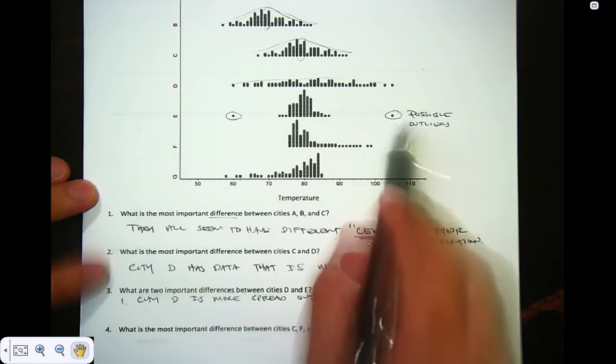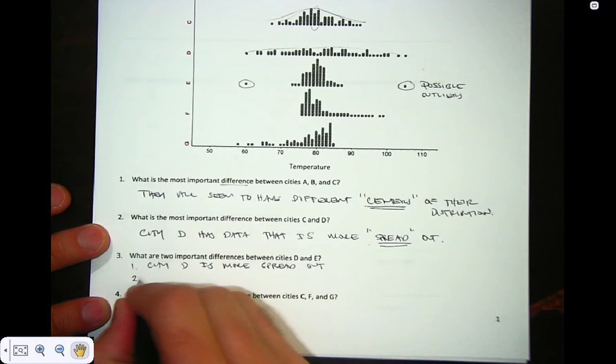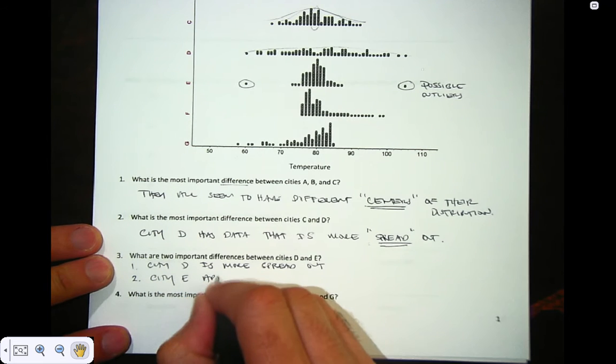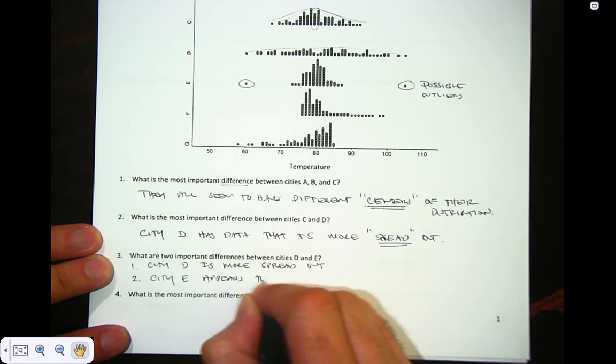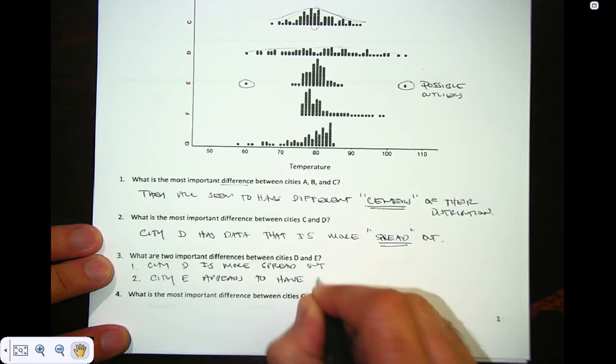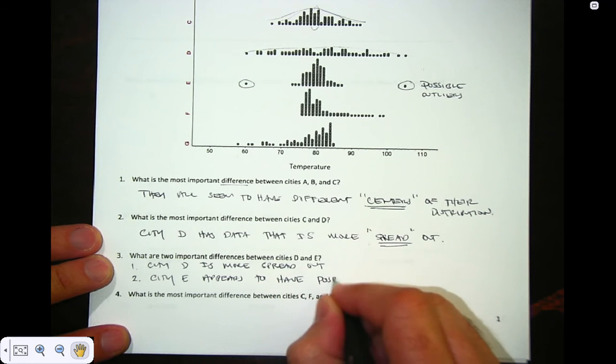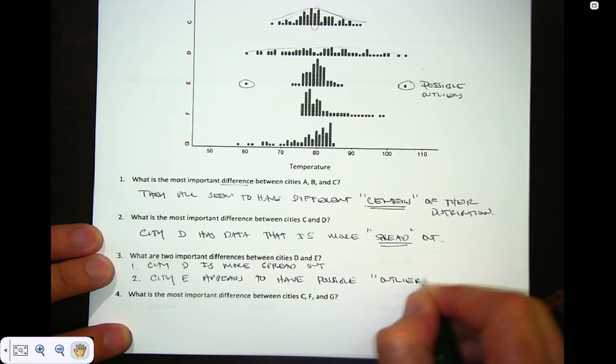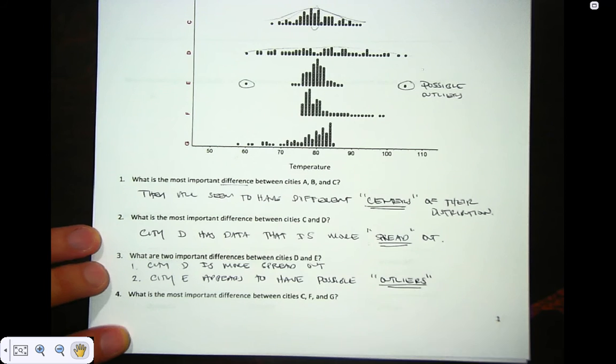So we don't know, but what we do know is that city E appears to have possible outliers. Okay, so another fancy stats word.